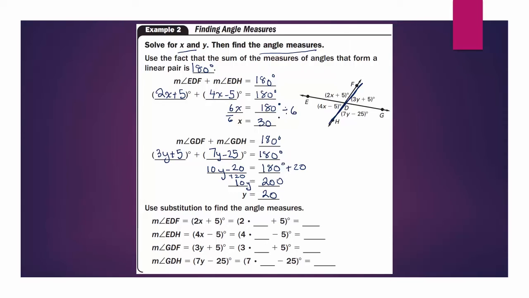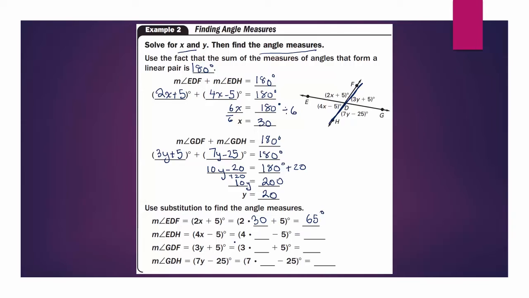To find the angle measures, I'm going to take my x value and plug it into the expressions that have x. Take my y value and plug it into the expressions that have y. I'm first going to find the measure of angle EDF, which is 2x plus 5. I know that x is 30, so I'm going to plug it in here. 2 times 30 is 60 plus 5 is 65 degrees. The measure of angle EDF is 65 degrees.